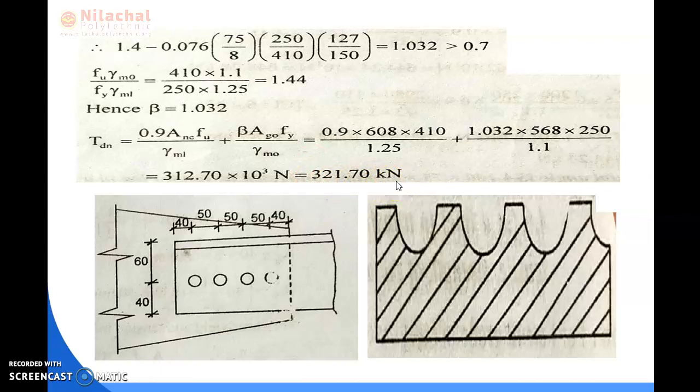Hence, the strength of the unequal angle section in rupture is equal to 321.70 kilonewton.